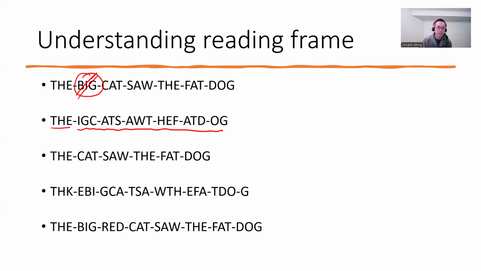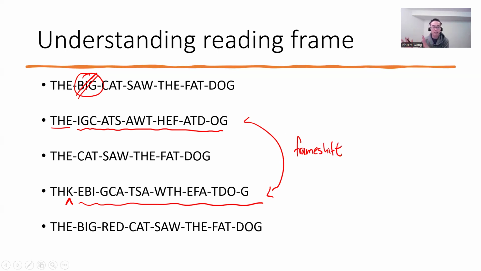Again, it's context dependent. If you add an extra letter right here, the K, then we have TH instead of THE, now it's THK. And again, everything after that point is not going to make sense anymore. Right? So these 2 examples are frame shifts because we are shifting the reading frame.